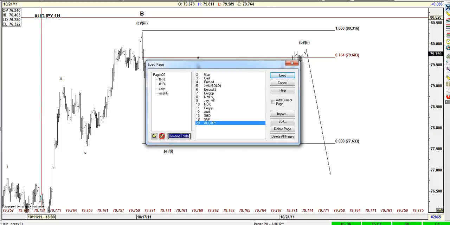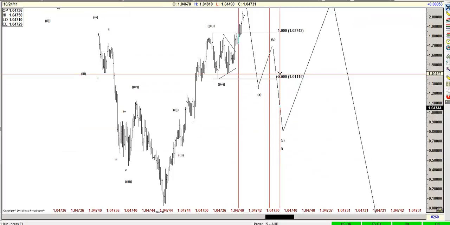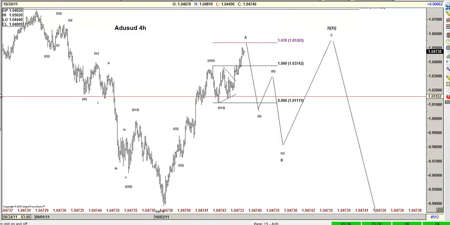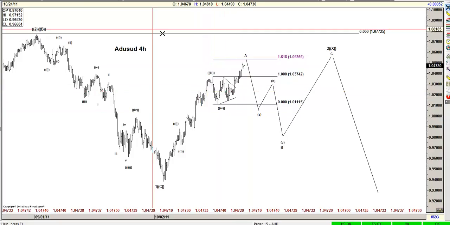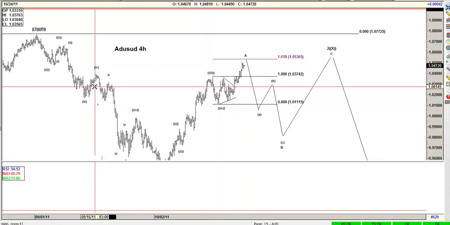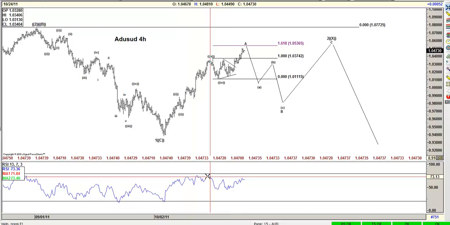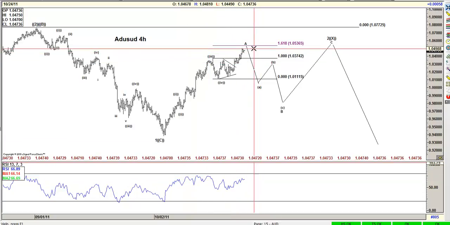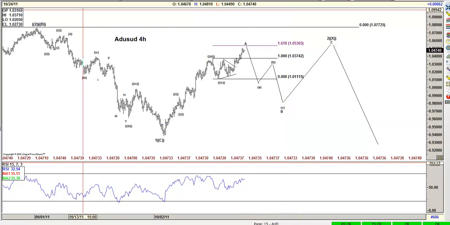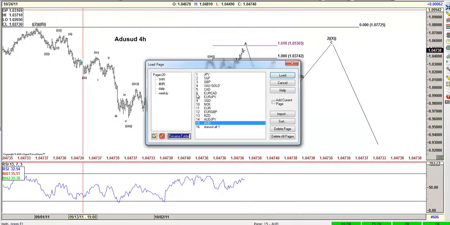Now, let me take a look at Aussie in the 4-hour chart. And it looks like it's a 5-wave move, like we've been saying. 1, 2, 3, 4, 5. You can see the divergence that we have right here. It looks like Aussie is calling for 105.36 before a pullback. Taking a look at Aussie in a 1 hour.